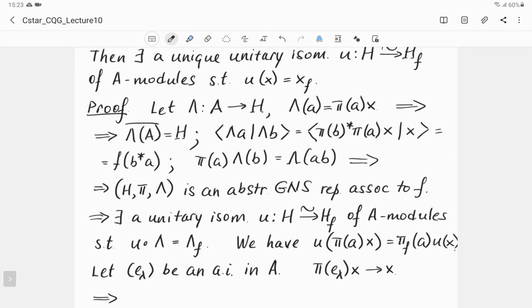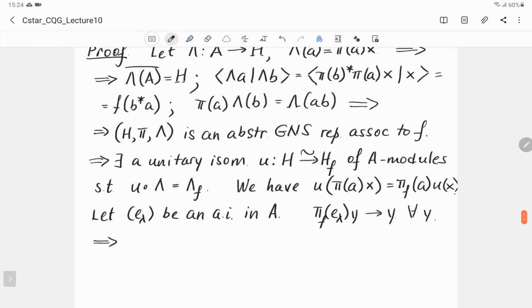Okay. This is true, but this is also true in HF. So we have this formula. Maybe let's denote this element by a different letter. So this is true for each y. So now if we substitute here, so power away x is lambda away. U composed with lambda is lambda f.